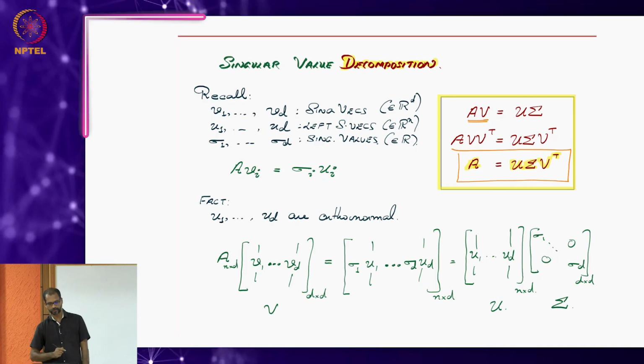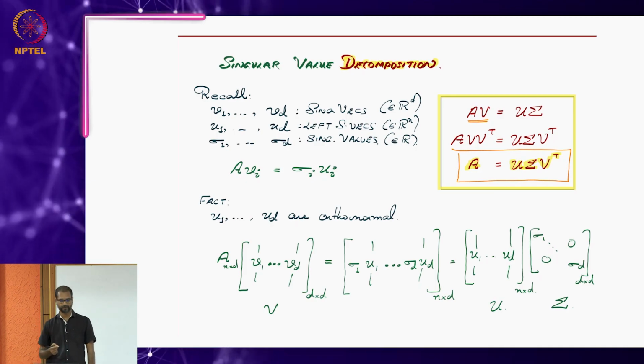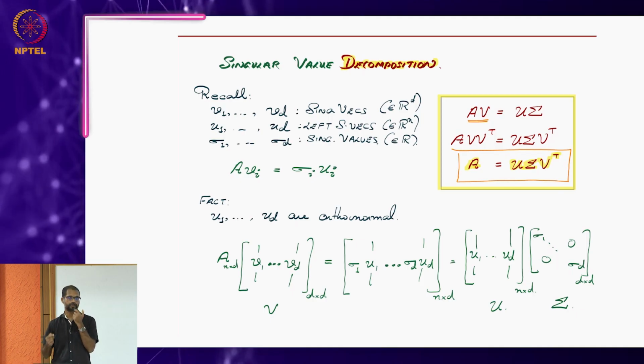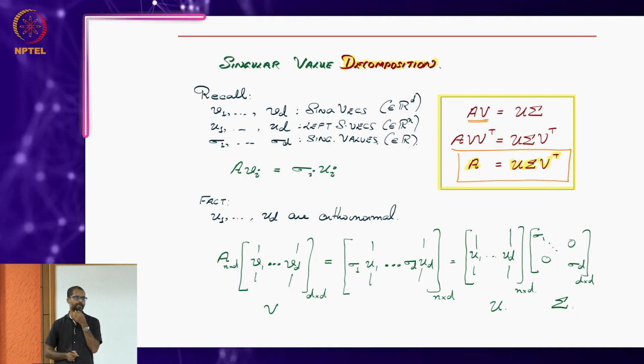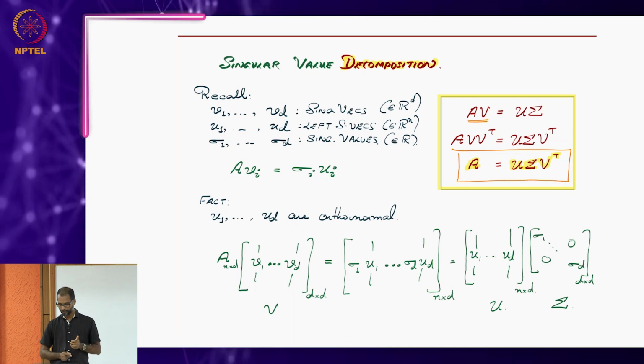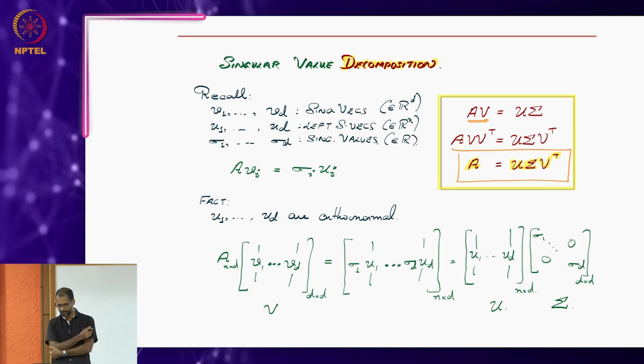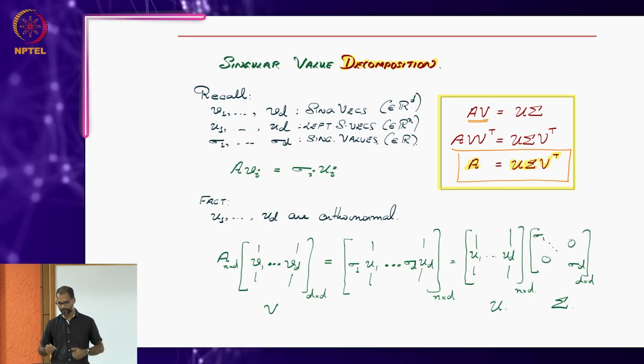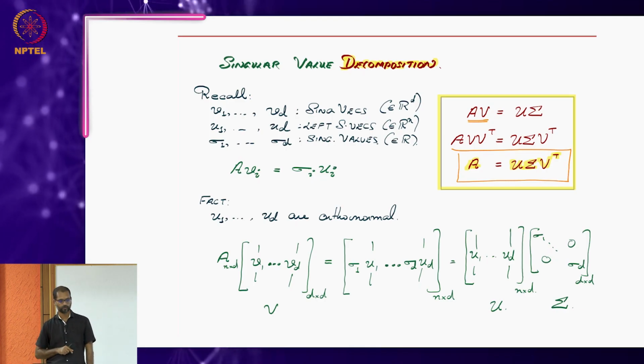So the first column is A times V1, which is sigma 1 U1. Second column would be sigma 2 U2, and so on. The dth column would be sigma d Ud. Okay. So now you have this matrix which we understand much more closely.